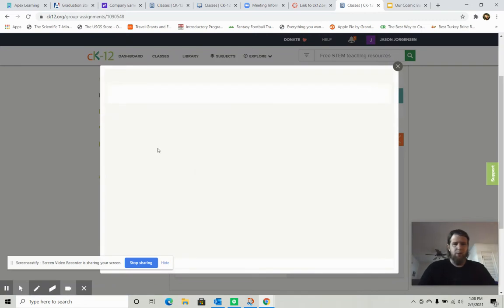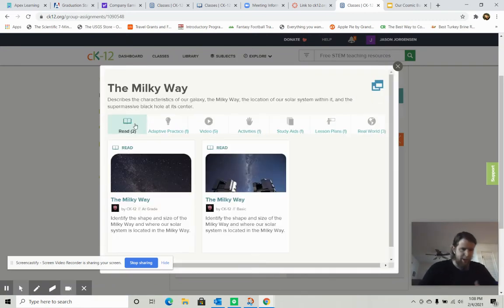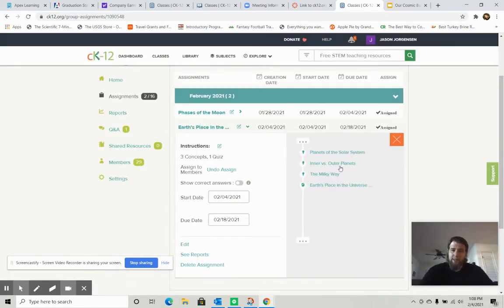Same thing with the Milky Way. You're going to see the reading articles, the videos, the activities, the real world examples, and that all leads into the adaptive practice. So you will have 3 sections of adaptive practice to do, 1 for each of the sections here, and then you will have the quiz of the Earth's place in the universe. So that is all your CK12 work.